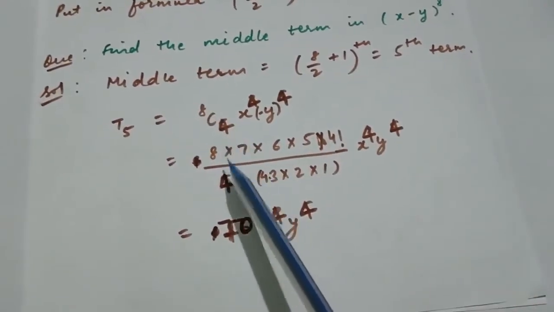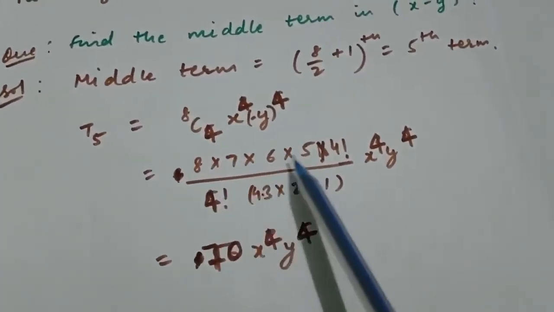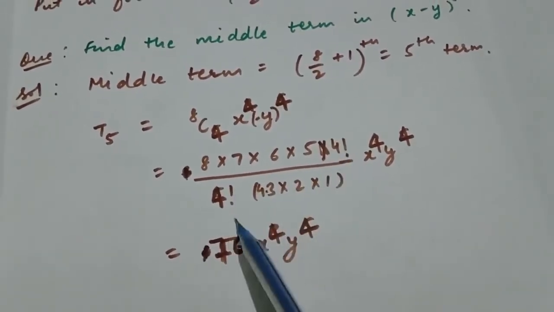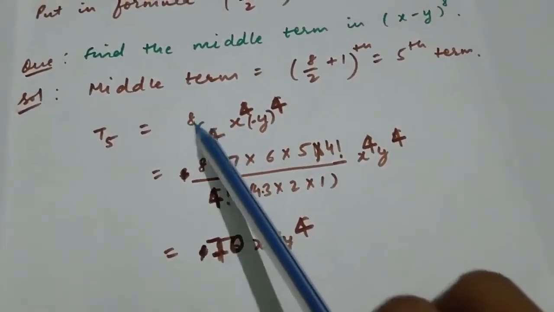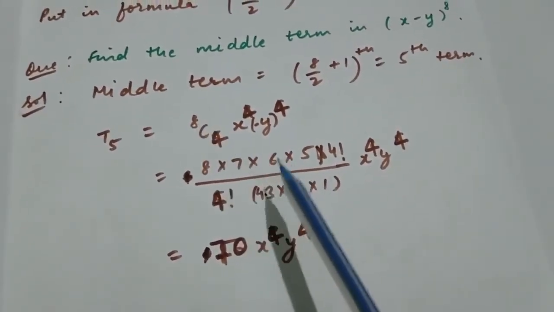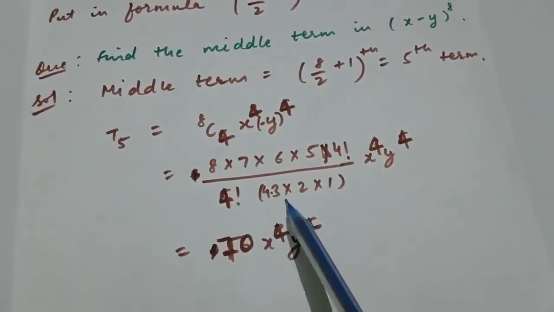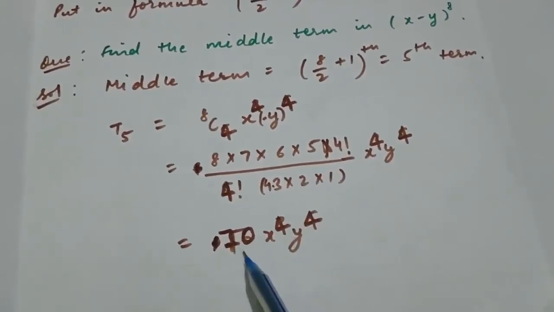Solving this 8C4, so writing 8 factorial as 8 into 7 into 6 into 5 into 4 factorial. Why 4 factorial? Because in the denominator we have 4 factorial, right? Into 8 minus 4 factorial, which is 4 factorial. So writing 4 factorial as 4 into 3 into 2 into 1. When you solve this, you will get it as.